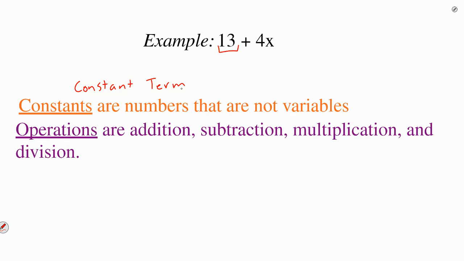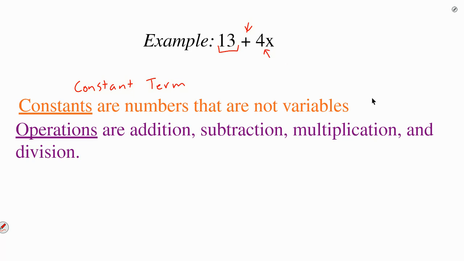If I'm looking at this example, I actually have two operations. I see that I've got addition there, and right here, I've got multiplication. Remember, when you have a number in front of a variable, that means you are multiplying those two things together. There's actually two operations happening here.